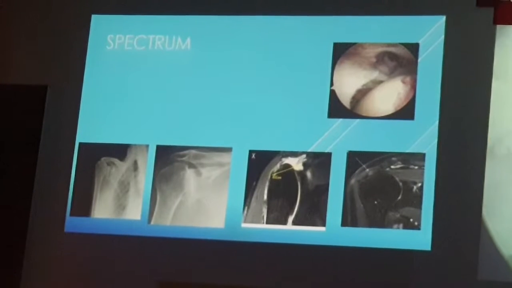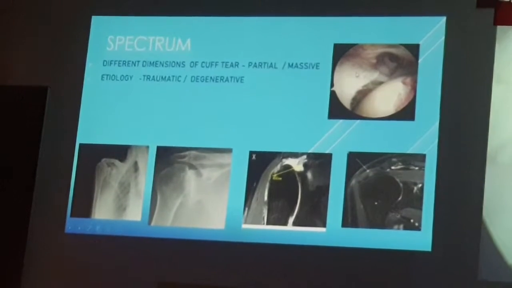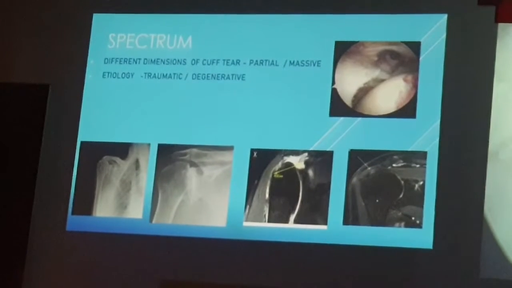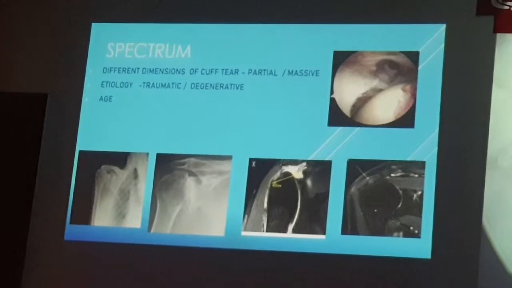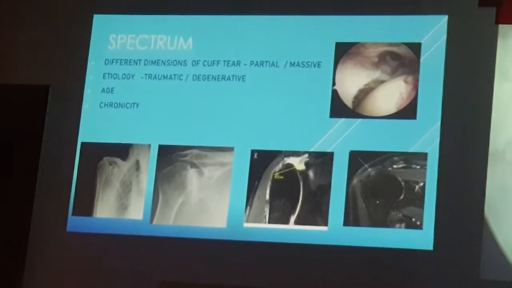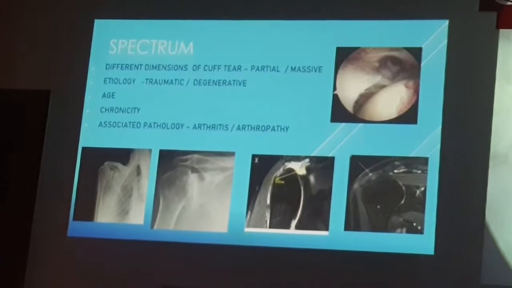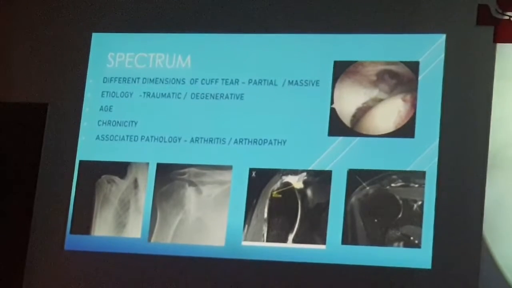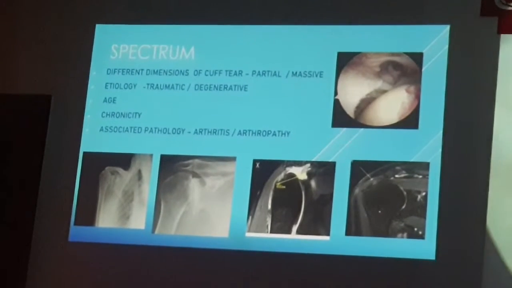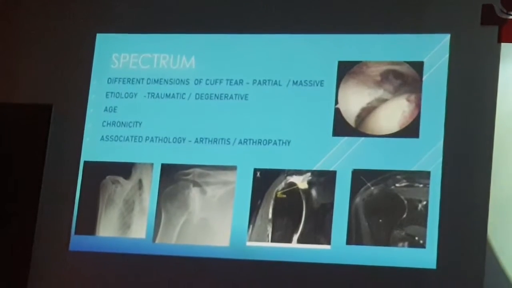So we all see all different spectrum of rotator cuff patients. So we see patients who have got partial to massive cuff tears. We have patients who come with either a traumatic tear or degenerative tears with different age groups. Patients who come with different types of injury, time since injury, and patients with other associated pathologies. So we have all these different permutations and combinations available, and how do you make a decision what is the right treatment or right procedure for a particular patient.